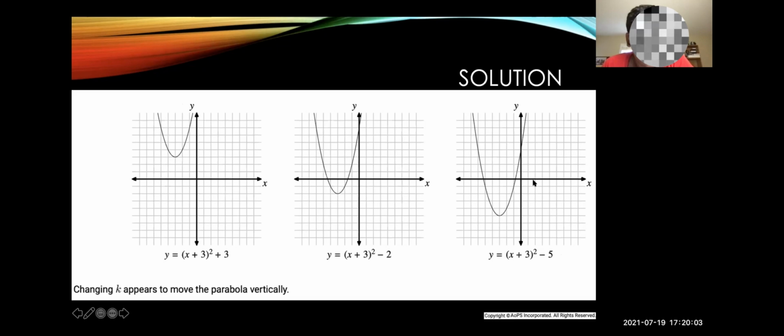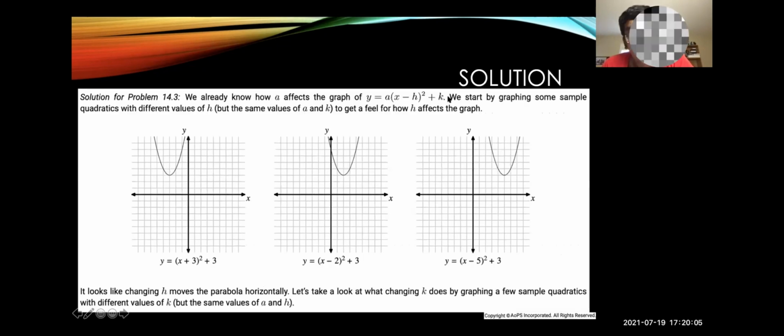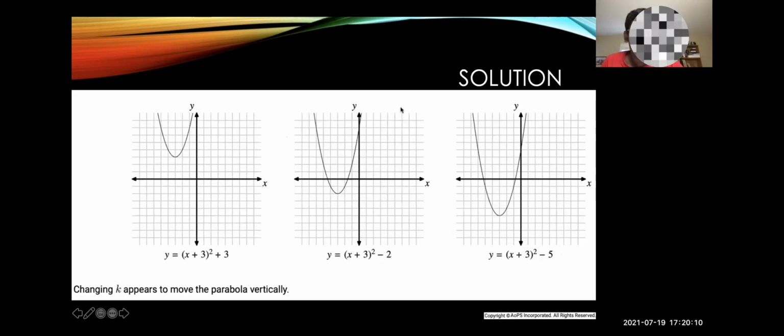5 is the same thing. So when we change this k value, it changes it from moving up and down, and this h value changes it from moving left to right.